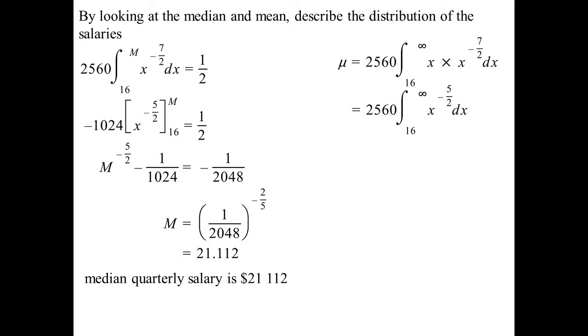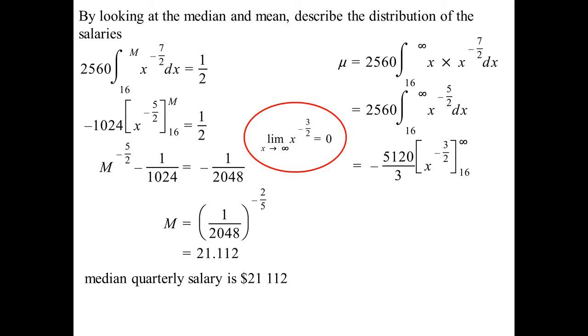The average then will be x times the function. So x times x to the minus 7 on 2, going from 16 to, well, in this case, it's going off to infinity. Well, of course, you can't sub infinity in. So the reality is we're looking at the limit as x approaches infinity. And, well, it's a negative exponential, so we know that's going to come down to be 0 at the other end. So really, it's just when we substitute in the 16, and we end up with an average of 26.667.